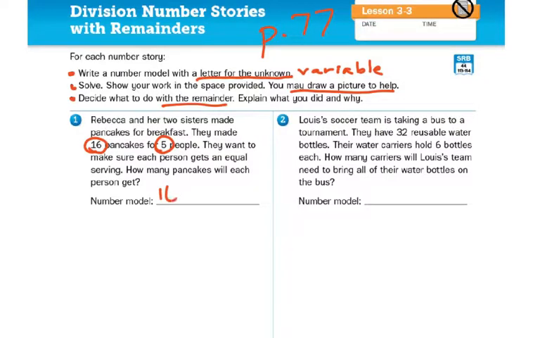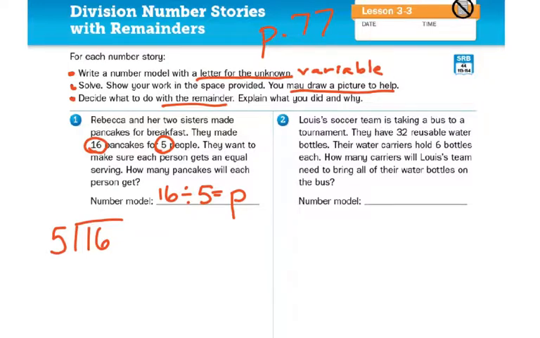So we're going to take those 16 pancakes, divide it by 5 people, and we're going to put a variable. That is a lowercase letter, not an uppercase, but lowercase letter that represents what we're solving for. It can be any letter of the alphabet. I'm going to put P for pancakes. So I'm going to say, let's take those 16 pancakes, divide it by 5. So we're just asking ourselves, how many 5s are there in 16?